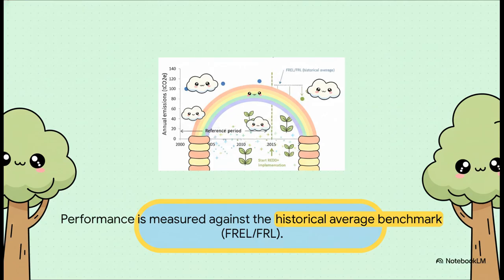And this graph shows you exactly how it works. See those blue dots? That's a country's historical emissions over a certain period. And that dotted line? That's the FREL, the average, the benchmark that's set from all that past data. Now, the cool part. Look at the green dots. These show what happened after the REDD+ actions kicked in. Any dot that falls below that benchmark line, bam, that's a real, measurable, verifiable drop in emissions. That's how you prove success.